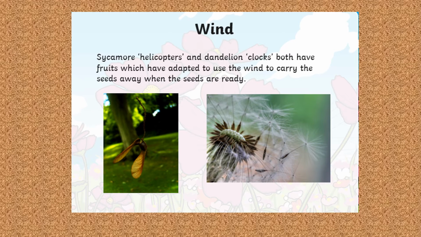Right, the first type of seed dispersal is wind. The wind helps blow the seeds from one place to another. So sycamore or helicopters and dandelion clocks both have fruits which have adapted to use the wind to carry the seeds away when the seeds are ready.